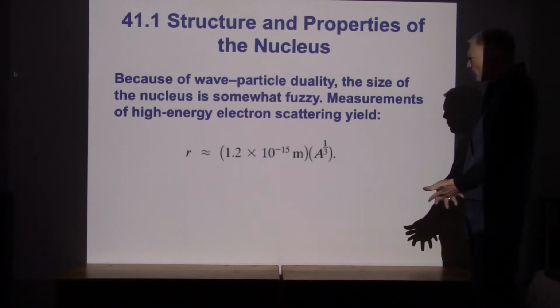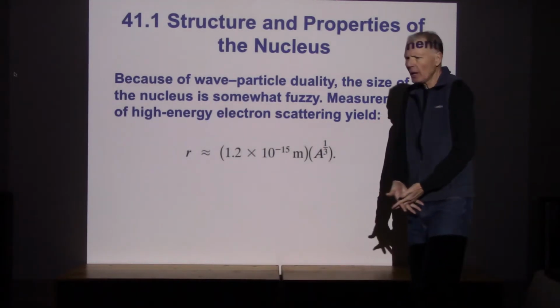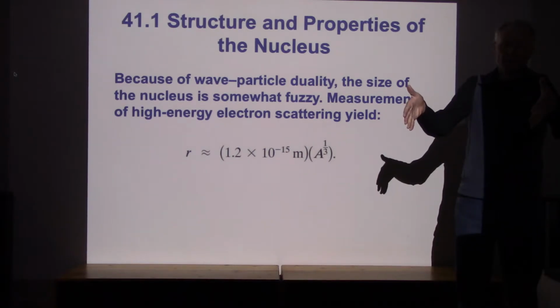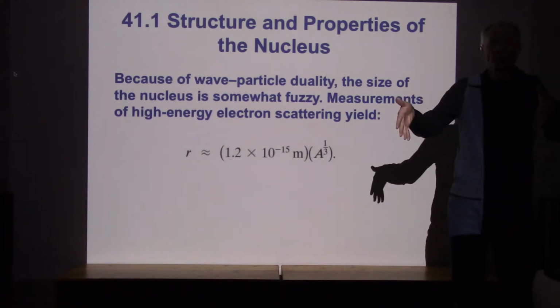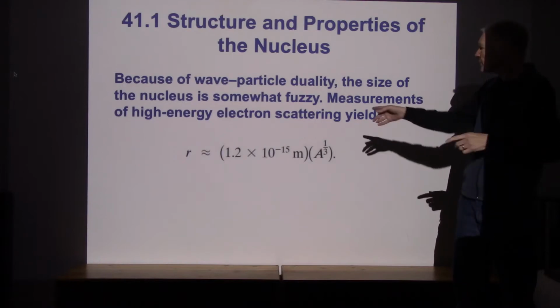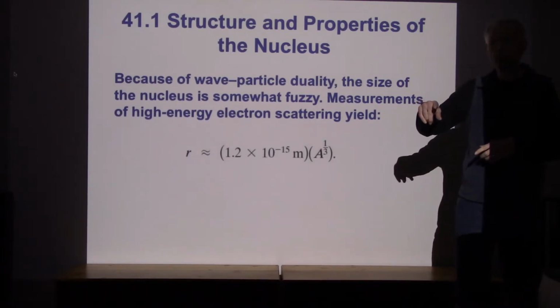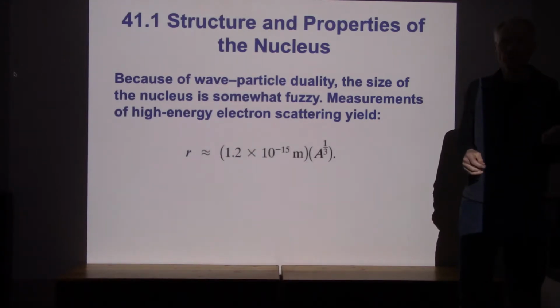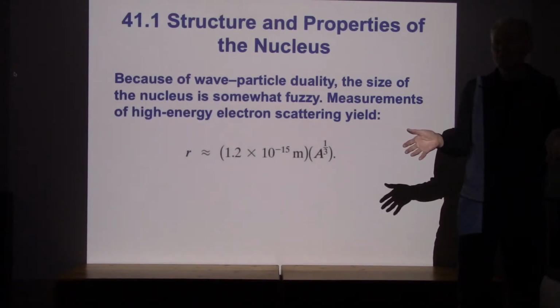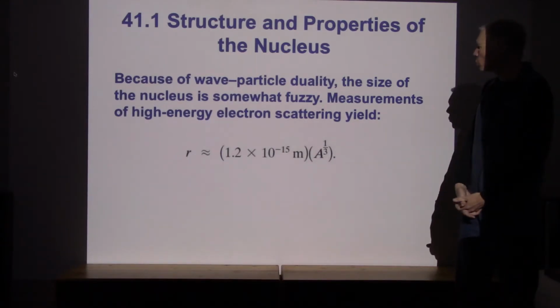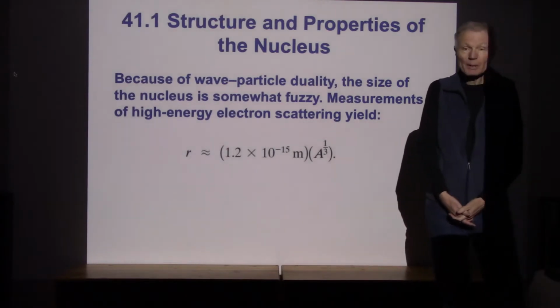Now, comparing that with the size of an atom, a hydrogen atom has a diameter of maybe 100 picometers. Well, this is down at the range of a femtometer. So 1 femtometer versus 100 picometers, that's a factor of 100,000 in terms of distance. That's quite a big difference.